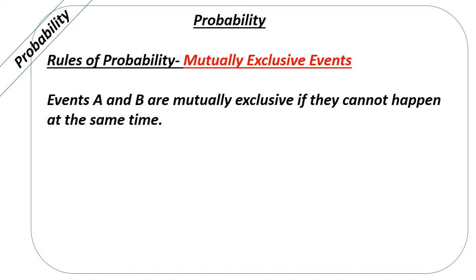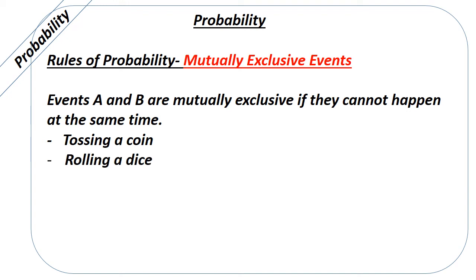For example, one is tossing a coin. So if you toss a coin, the chances that you might end up having a head and a tail at the same time is not possible. You can only have a tail or a head. So such events are said to be mutually exclusive.